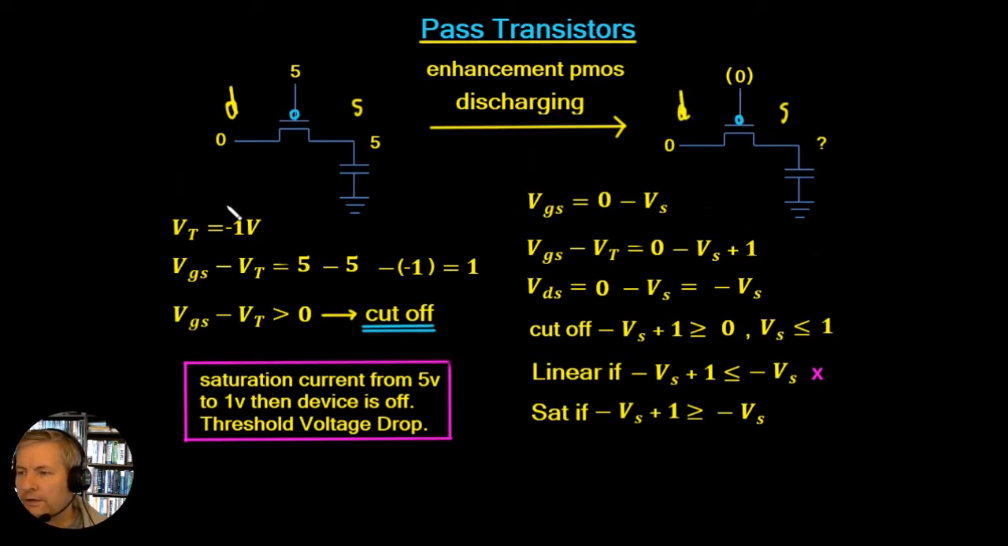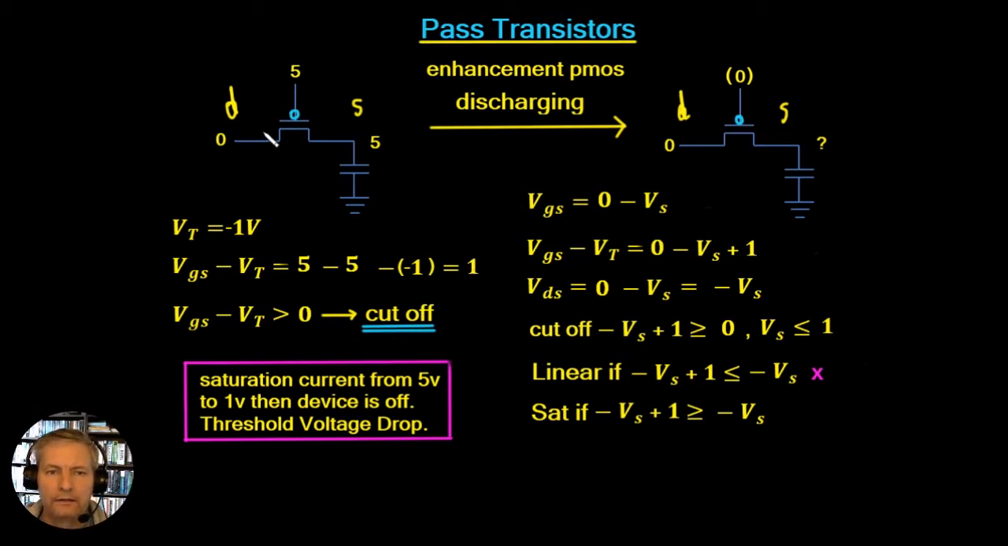So let's analyse this one here. The threshold voltage for a PMOS device is going to be -1 volt. The VGS minus VT, so there's VG, which is 5, and the VS is 5, so we're going to have 5 minus 5, which is 0, minus the VT. Well, the VT is -1, so that's 0 plus 1, which is a value of 1. So we've got VGS minus VT is greater than 0, and if that's the case, then it's in cut-off. So that is the case, because VGS minus VT is equal to a value of 1.